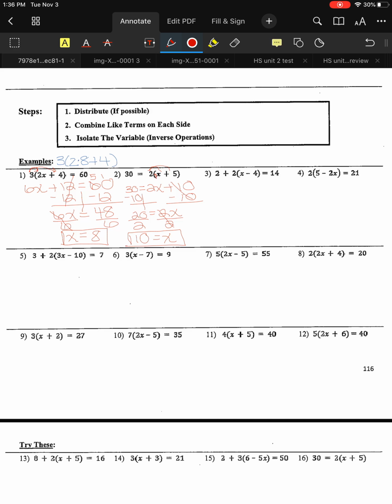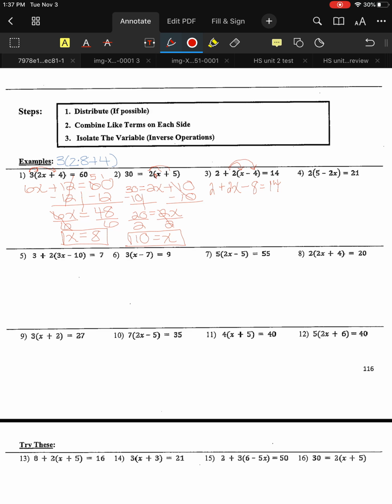Problem number 3, again, distribute first. No one should be adding those 2's together. You should be taking what's on the outside of those parentheses and multiplying first. So 2 times x is a positive 2x. 2 times a negative 4 is a negative 8. This 2 that was in the front now drops down. Not the one that I used, but the one that I did not use.